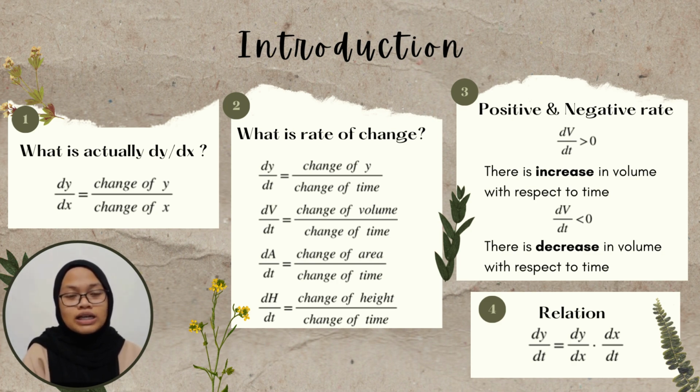Then we can make a relation. For example, we want to find dy over dt. Firstly, we can relate dy over dx multiplied together with dx over dt. So then we can identify the answer.